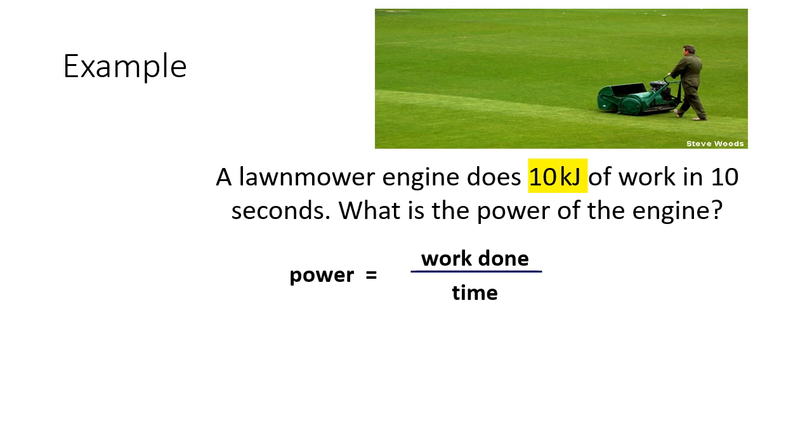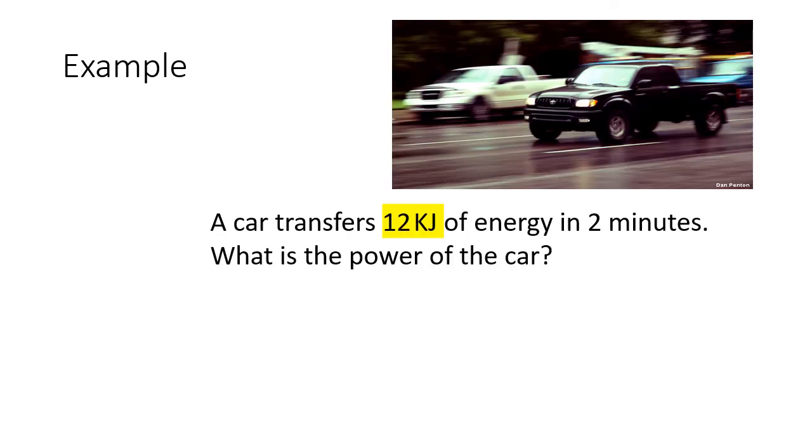Let's do an example. A lawn mower engine does 10 kilojoules of work in 10 seconds. Again, 10 kilojoules is not the standard unit. We have to convert this into joules. 1 kilo means 1000 joules. So 10,000 divided by 10 seconds, and then the power will be 1000 watts. Here is another example. You can pause the video and carefully look at the units to calculate the power by using the equation.